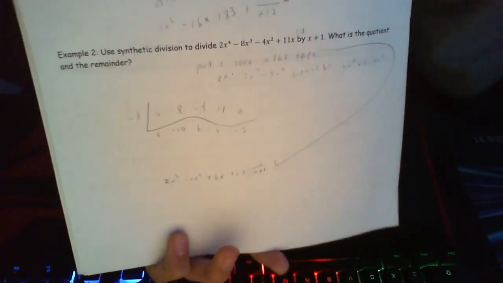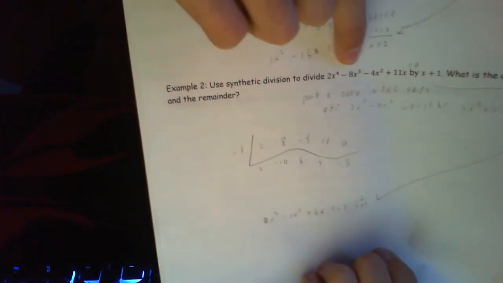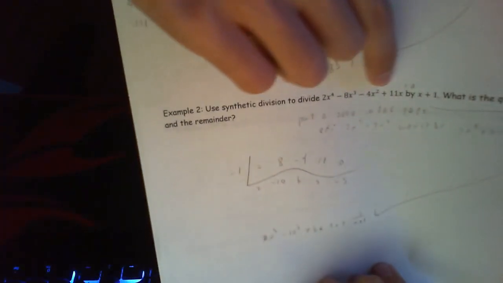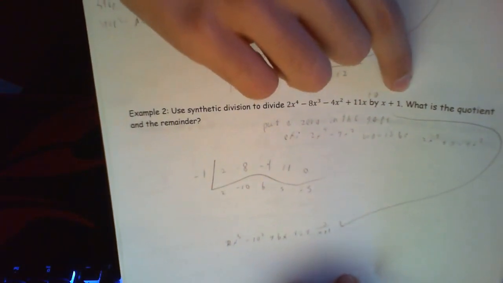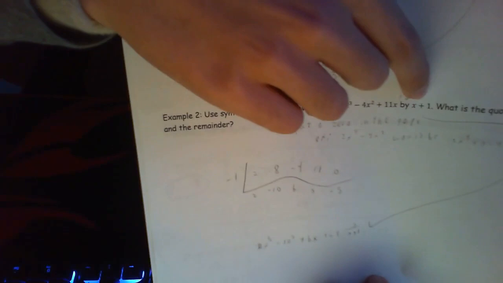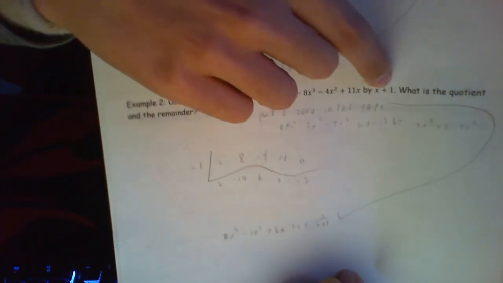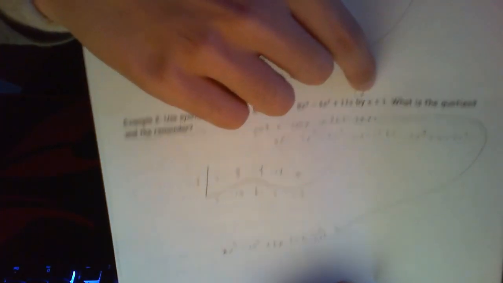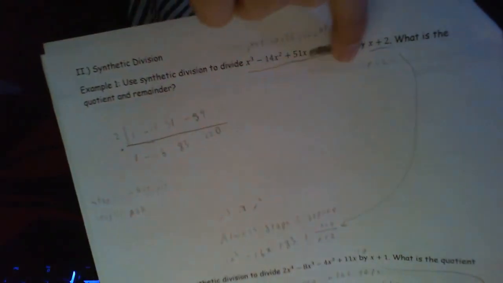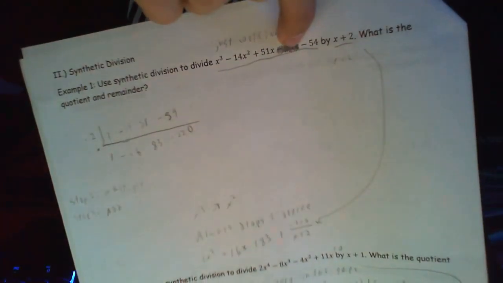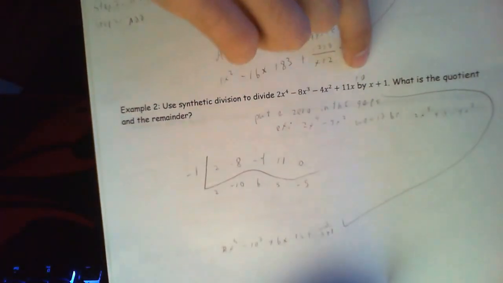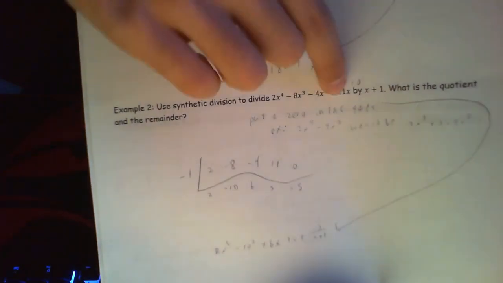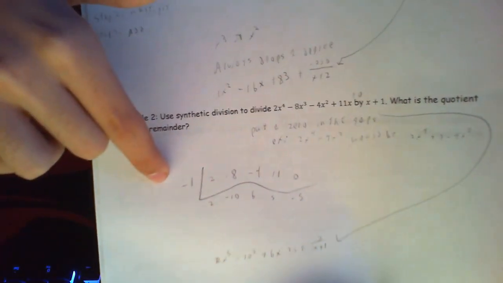Second one here. So we have to use synthetic division to divide 2x to the fourth minus 8x to the third minus 4x squared plus 11x by x plus 1. So you do the usual, so this becomes negative 1. So you see how there's no just coefficient here. In the last problem, we ended with the just coefficient. There was no x on it. But here we actually end with an x, so we put plus 0 at the end here. So negative 1 goes over here.